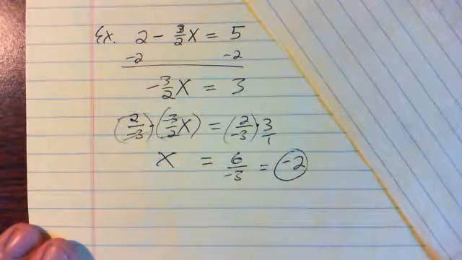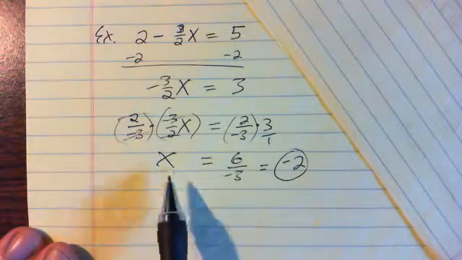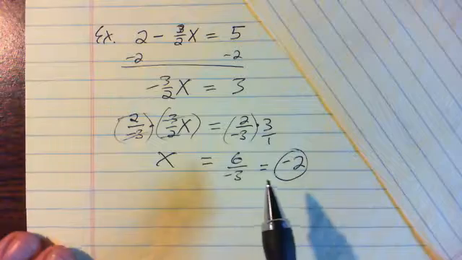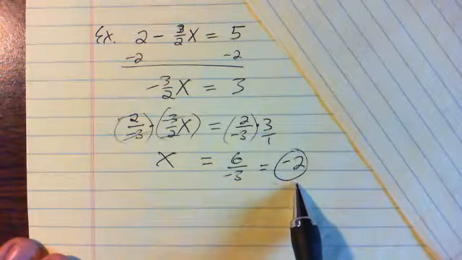And as we already discussed in the other video, this cancels out, leaving just x. And here you can multiply the tops together, multiply the bottoms together, and that would give you 6 over negative 3, which is negative 2.